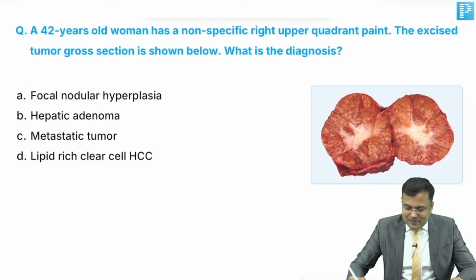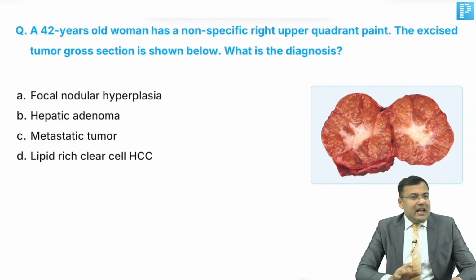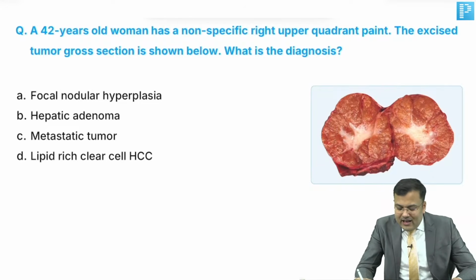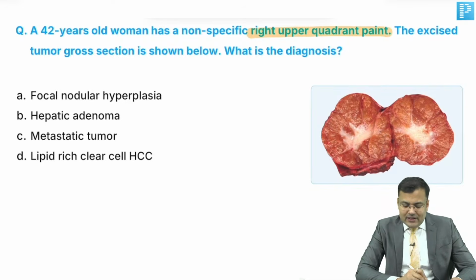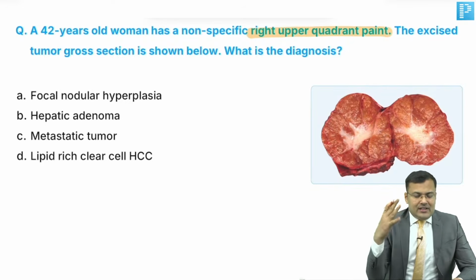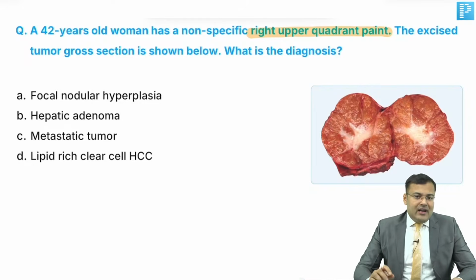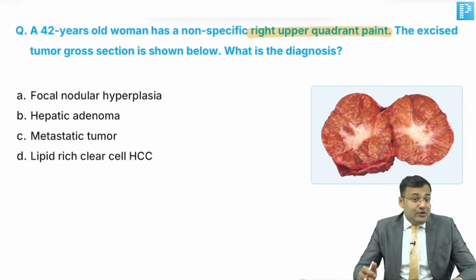Now, see the next one. Next, very easy and very important. See, a 42 year old woman has a non-specific right upper quadrant pain. Excised tumor gross section is shown below. What's the diagnosis? First, she is having pain in right upper quadrant and the tumor is arising from the liver. Tell me the liver tumor which is having this kind of scar.